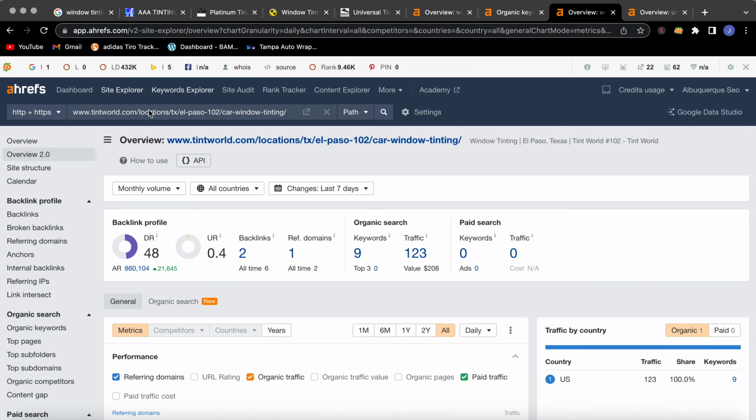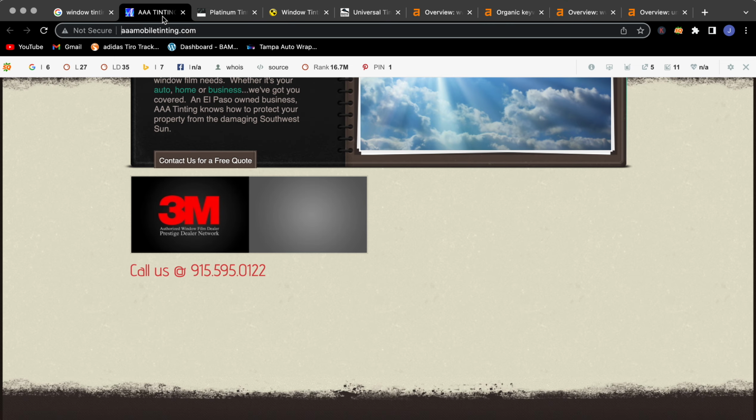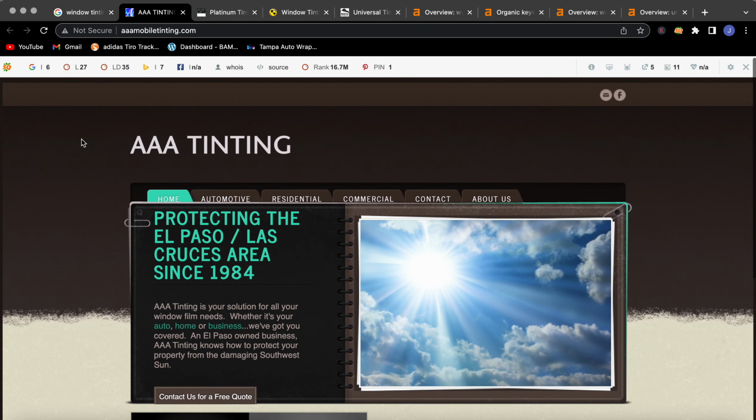Jump it over here to Tint World. Tint World has a very powerful website that has zero trust. And it's very interesting how they're doing that because they don't have a bunch of backlinks and they don't have a bunch of keywords. They must be doing some significant email campaigns, something like that. And finally, over here, we have Universal Tinting. These guys have not a powerful website at all, but it is fairly trusted, so it's fairly similar to yours. I feel like with some significant tactical adjustments, I can get you beating all three of these folks over there at AAA Tinting.